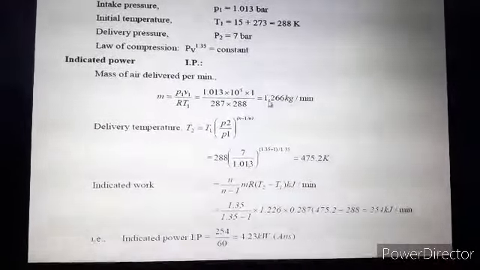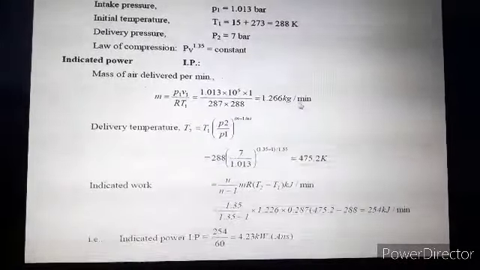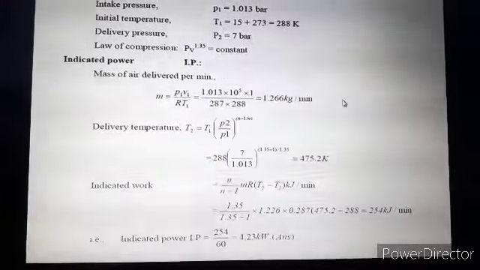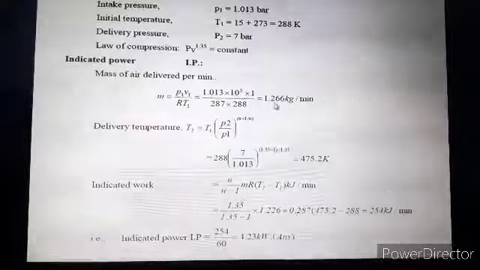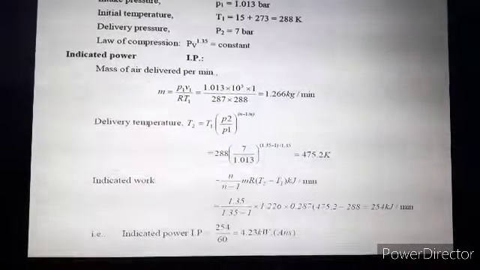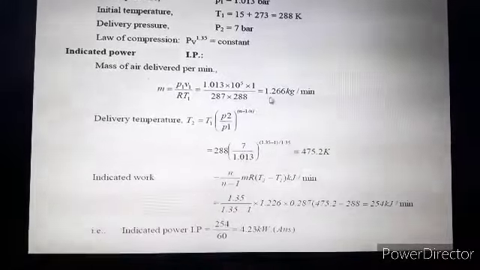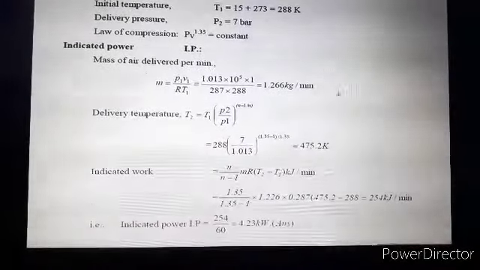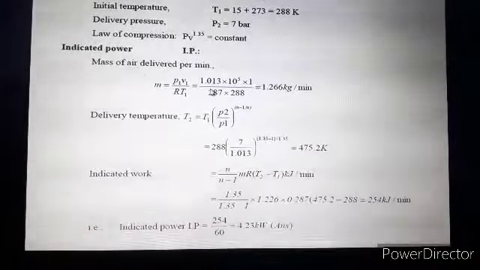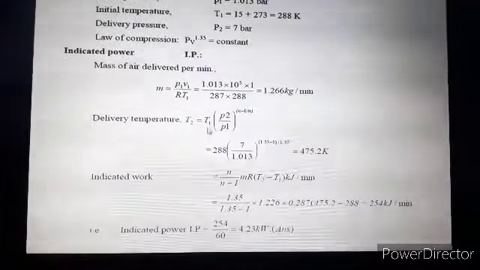Again if required we can convert this mass from kilogram per minute to kilogram per second. So in order to convert the mass from kilogram per minute to kilogram per second, we have to divide this 1.266 by 60. Then accordingly mass will be in kilogram per second. Then we can find the discharge temperature.